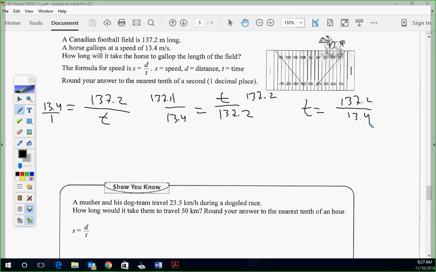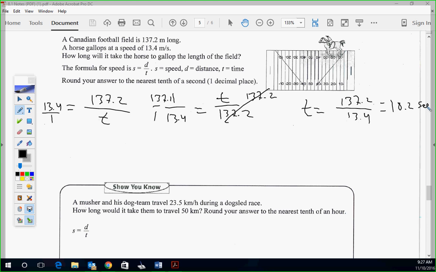The second one? Okay, so I multiplied this over, right? So this canceled. When you multiply, it goes to the top. So I just put t in front. 137.2 is on top over 13.4. So you're going to divide this for your answer. I'll show you. What's this answer first? 10.2? Okay, so 10.2 seconds is how long it takes the horse to gallop the field.